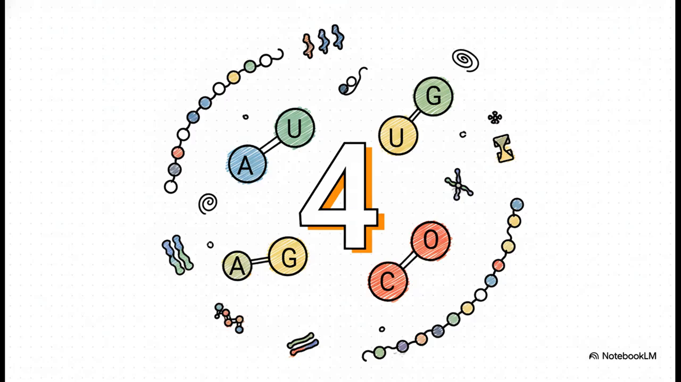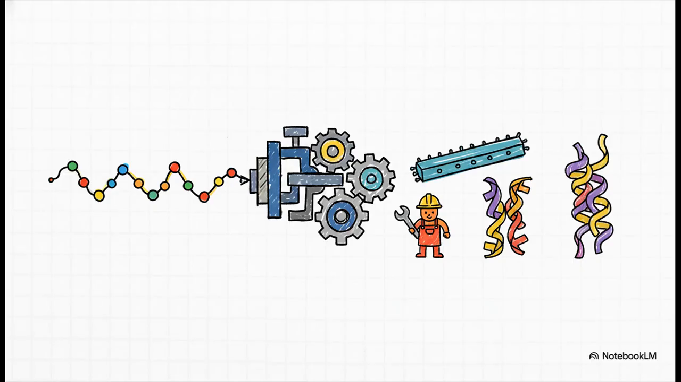Yep, just 4. When that genetic recipe is carried by messenger RNA, the entire alphabet consists of adenine, uracil, guanine, and cytosine. A, U, G, and C. That's it. Just 4 characters to build all of life as we know it. But here's the thing. Those simple instructions have a huge job. They have to build the complex machinery of our bodies.